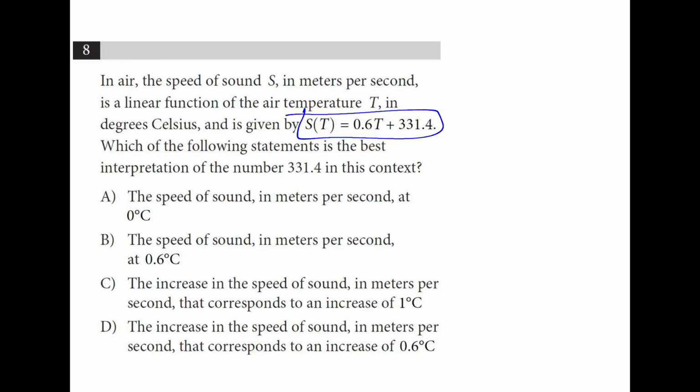If this is our equation, we're looking for the intercept. So as the air temperature changes, the speed of sound changes. And if the temperature is 0, then this is what our speed of sound is.